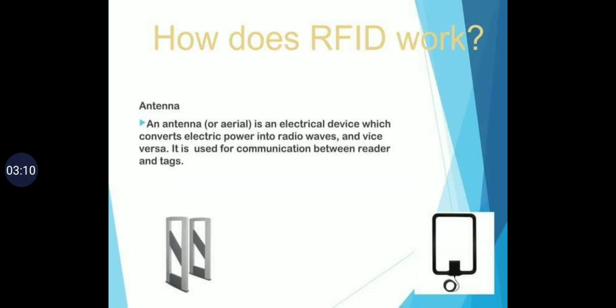And the third component is the antenna. An antenna is an electrical device which converts electrical power into radio waves, and vice versa. It is used for communication between reader and tags. So using the antenna present in the reader, the power supply is converted to radio waves, and the radio waves travel from the reader to the tag, and with the help of that, the tag's identification number will be identified and sent back to the reader again. So this is how the information is collected about the objects.